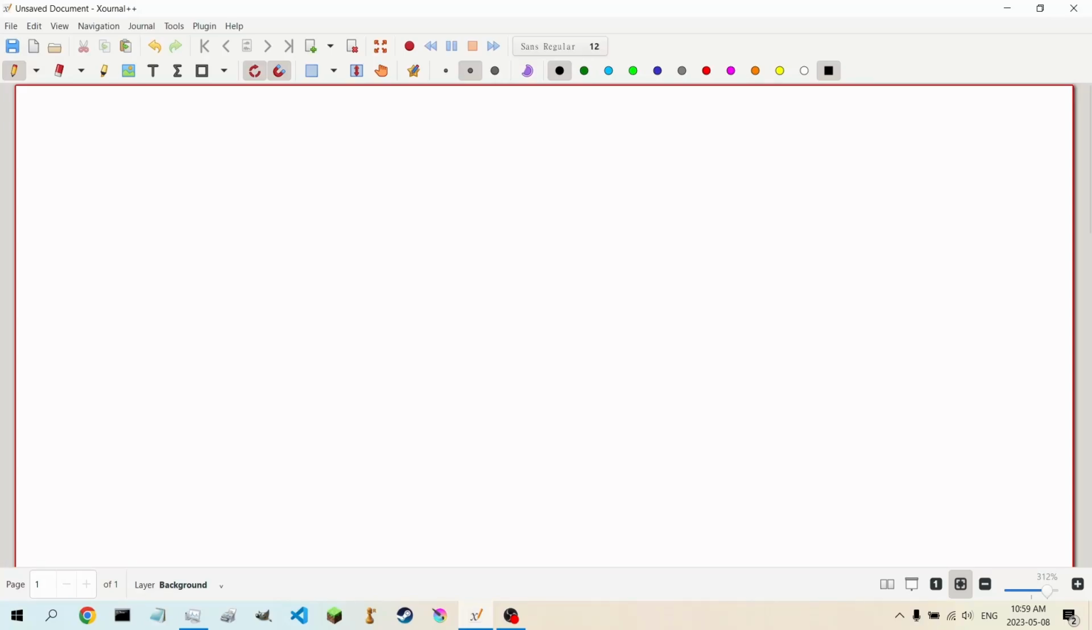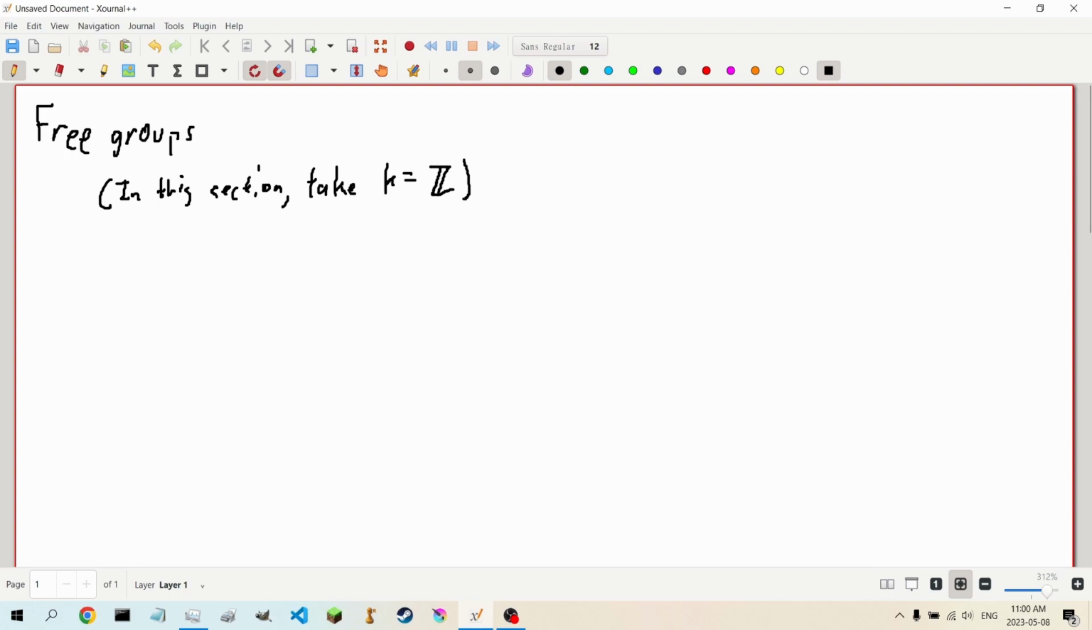Right, so today our topic is going to be one that theoretically should be pretty straightforward, which is free groups. In this section we're going to take our base ring to be the integers. You might recall the free abelian groups are just the product of a number of copies of the integers.